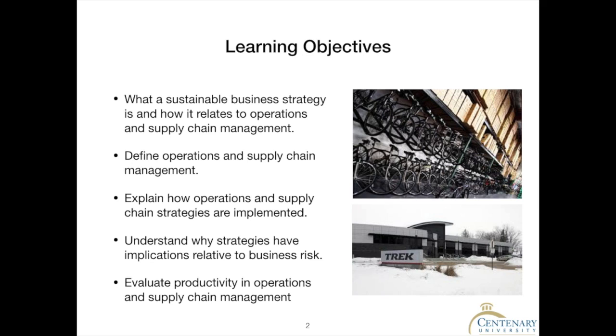The learning objectives for the chapter. What is a sustainable business strategy? Defining operations and supply chain management. Explain how operations and supply chain management strategies are implemented. Understand the risks. And evaluate productivity.